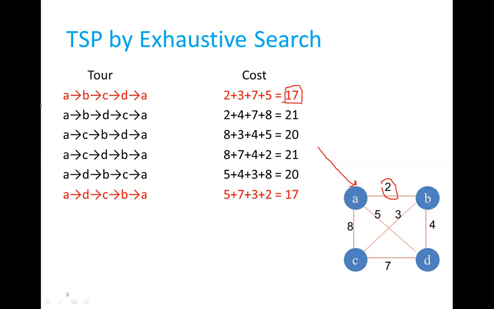If we take the second possible choice, we can go from A to B to D, then to C, and we can return back to A. So the cost of this path will be 21. At the end, we are looking for the global minima. So we have two solutions that found the global minima, which is 17, the minimal cost between all the possible solutions. So the global minima is 17, and we have two choices that found this solution.